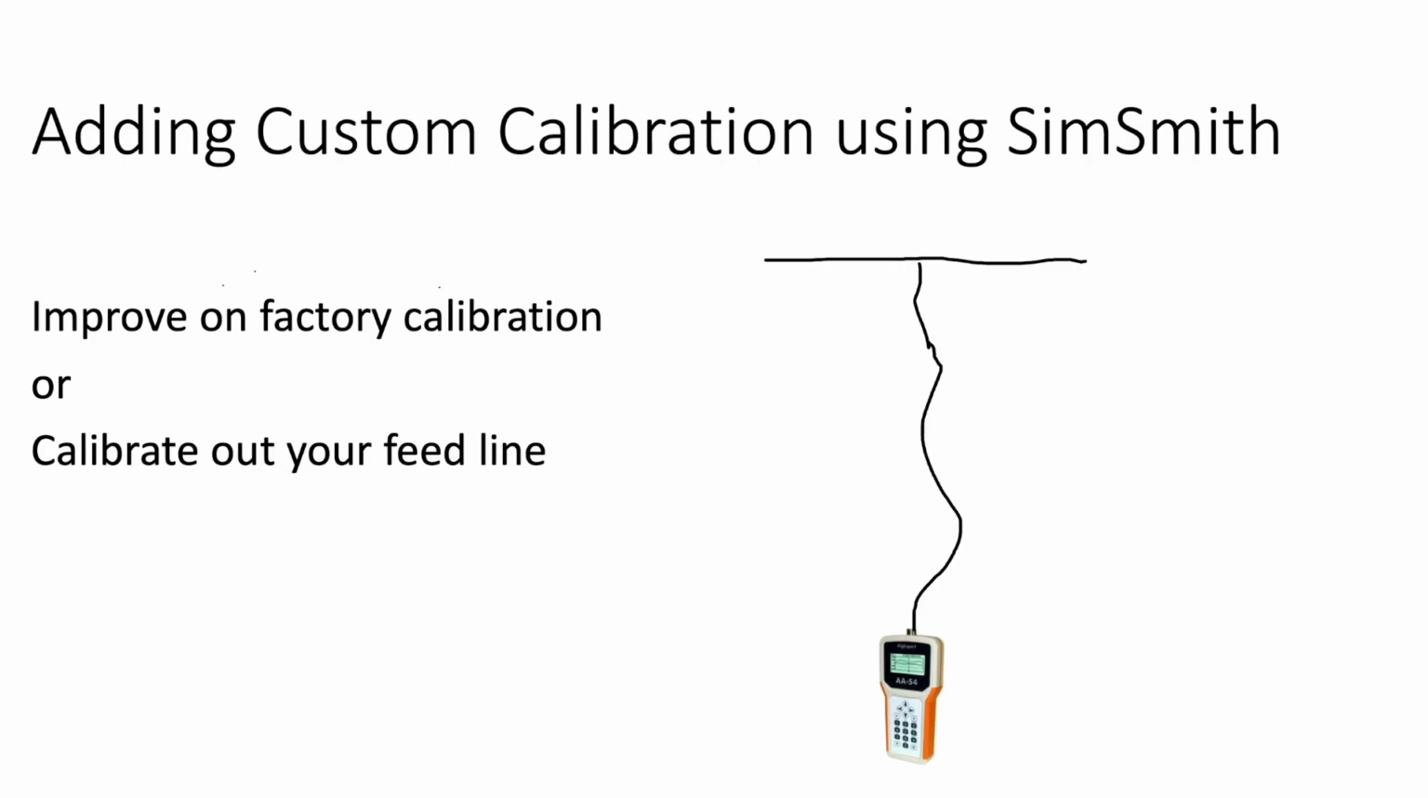So here's what we want to do. We want to add custom calibration, and we're going to use SimSmith to do it. Here's an older antenna analyzer. I'm going to have a feed line and an antenna up here. And I might want to calibrate out this feed line, maybe calibrate out some internal errors here. And that's what today's project is going to be doing.